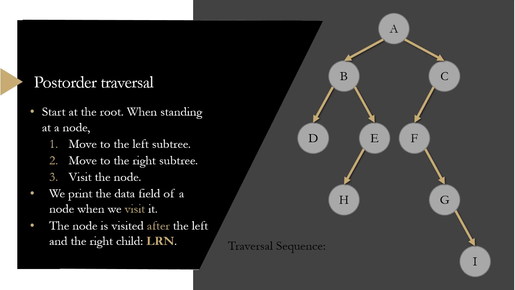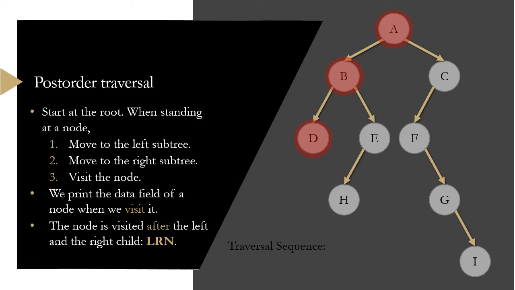Let us do a post-order traversal of this tree. We start at the root, which is A. Move to the left subtree, I come to B. Move to the left subtree, I come to D. Move to the left subtree, but there is no left subtree.